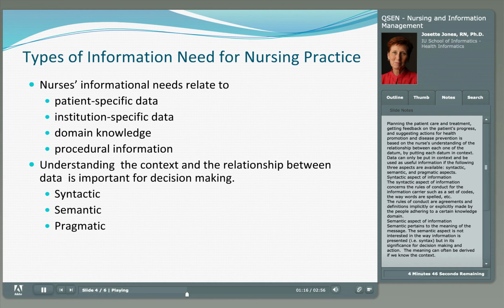Semantic pertains to the meaning of the message. The semantic aspect is not interested in the way information is presented, but in its significance for decision-making and action. The meaning often can only be derived if we know the context in which the data are collected. Let's move to the pragmatic aspect of information. This means data are intentionally put in context with a certain goal in mind: decreasing uncertainty, testing hypotheses, deriving new knowledge.